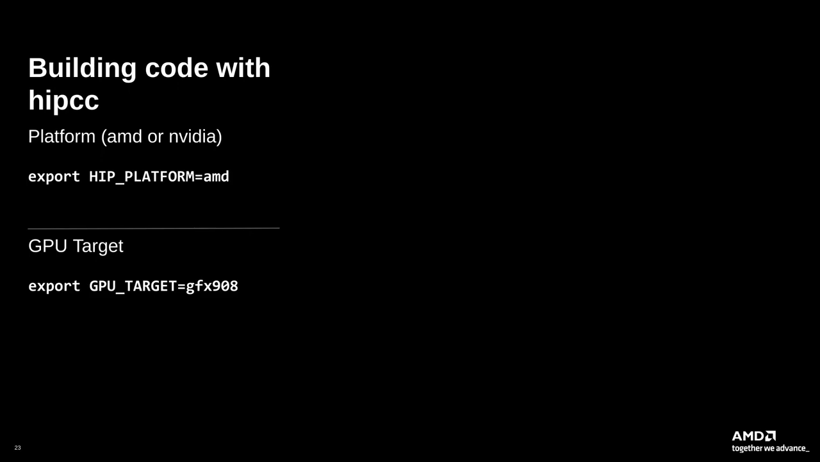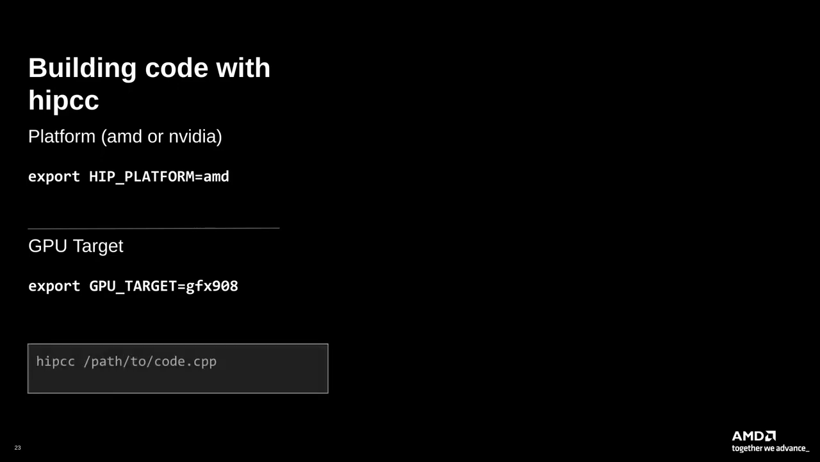If you're on your own system where you don't have a GPU, or if you're building your code using some continuous integration infrastructure, you can control the target platforms that you build for. The first, you will use an environment variable called HIP_PLATFORM. You can set this to either AMD or NVIDIA. And then you have the GPU target environment variable, and this is where you're going to specify the architecture code. So to compile your code, you would just use hipcc as you normally would any other compiler.